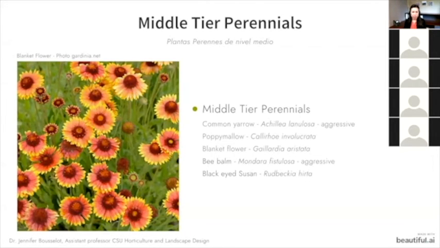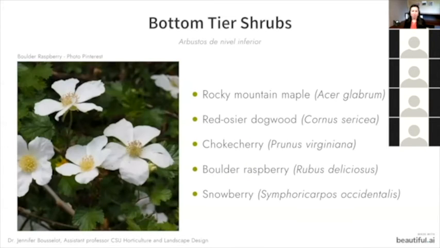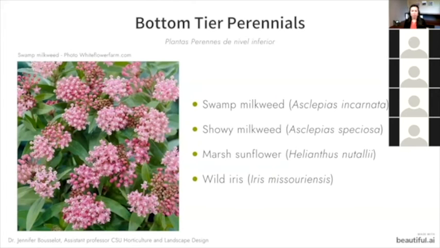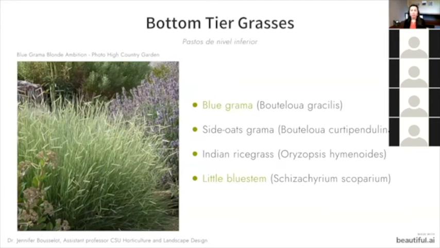Middle tier perennials. I definitely recommend perennials versus annuals so that you don't have to keep replanting your rain garden year after year. Bottom shrubs, and then I go through your perennials and your grasses. Anyway, these are all available to you. If you have questions afterwards about specific types of plants, you can email me or contact me at any point about those.